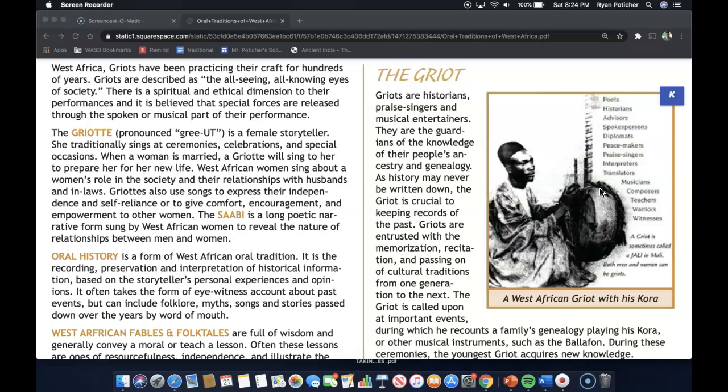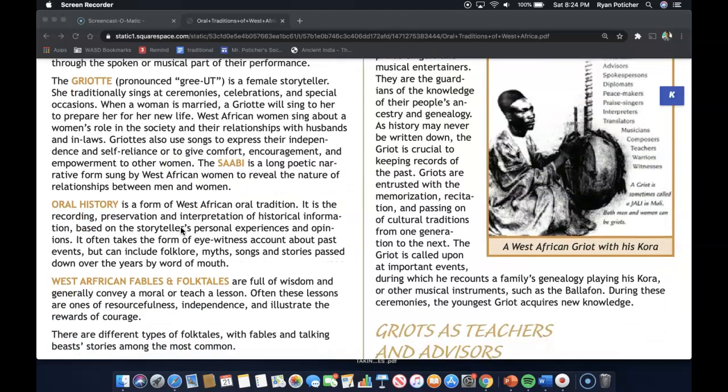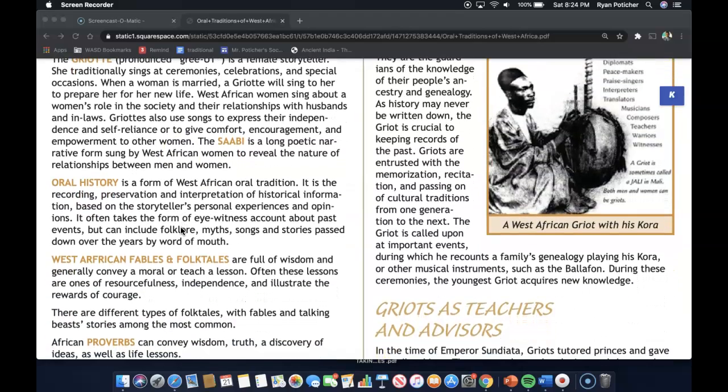In West Africa, griots have been practicing their craft for hundreds of years, and griots are described as the all-seeing, all-knowing eyes of society. There's a spiritual and ethical dimension to their performances, and it's believed that special forces are released through the spoken or musical part of their performance. The griot is also a female storyteller, and she traditionally sings at ceremonies, celebrations, and special occasions. When a woman is married, a griot will sing to her to prepare her for her new life.